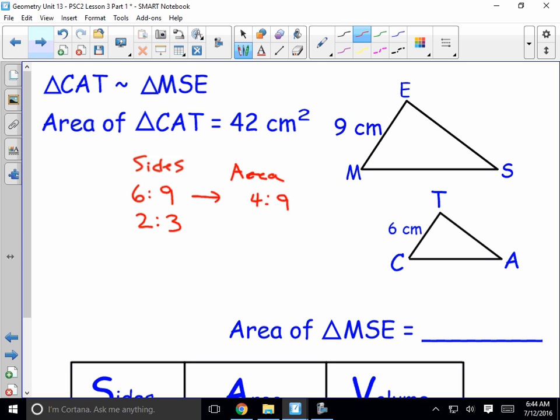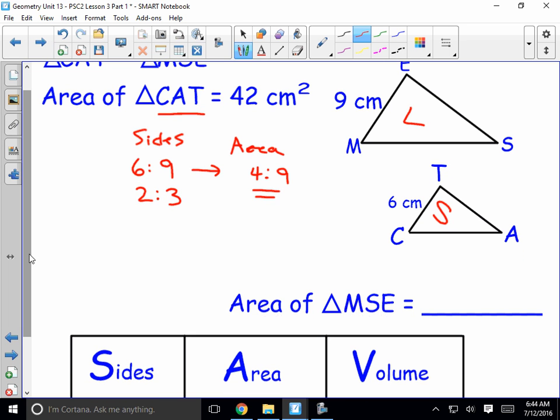Once I have my area ratio, I'm told that CAT, C-A-T, which is the small triangle, it's not the large triangle, so I'm making sure that I am setting this up properly. 4 over 9 equals small 42 over x. And then I can cross multiply and solve.